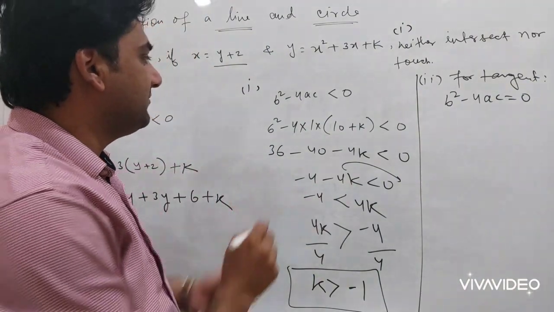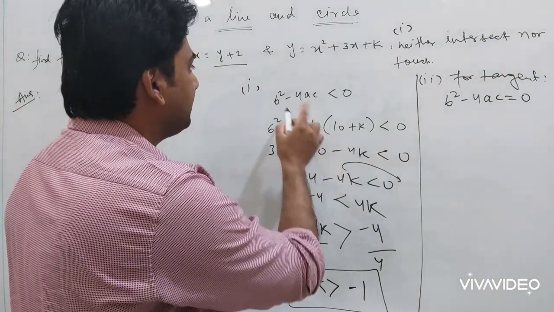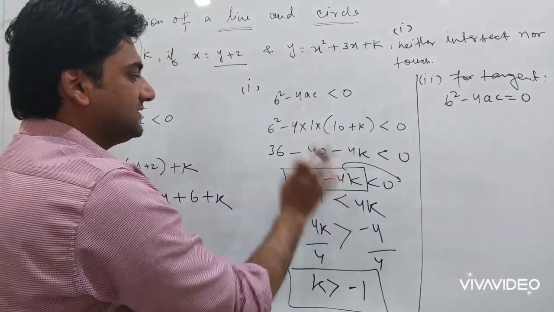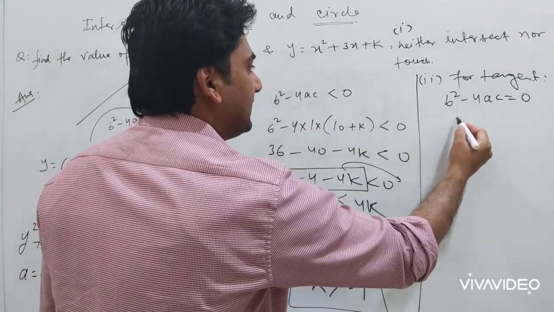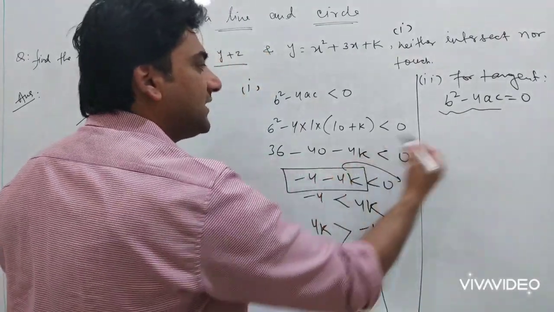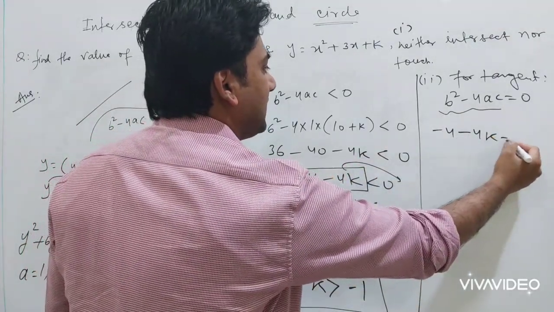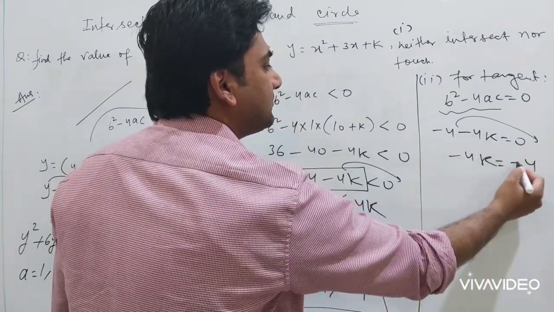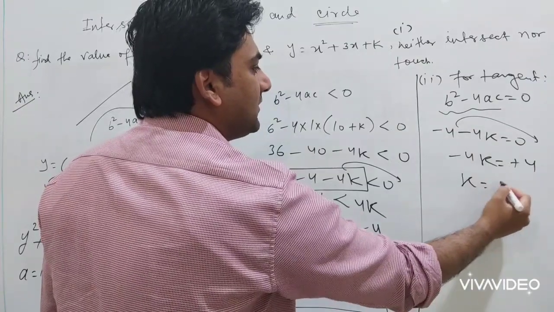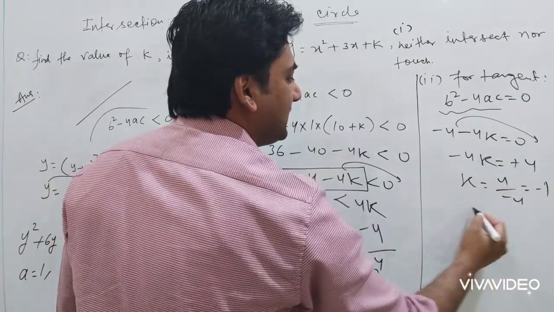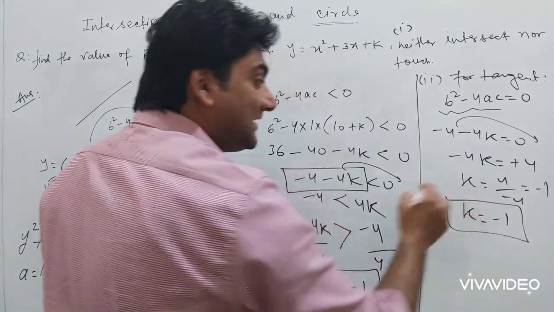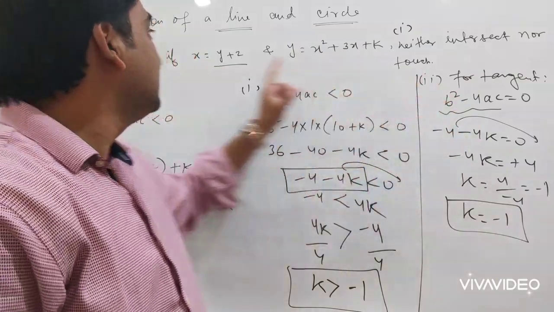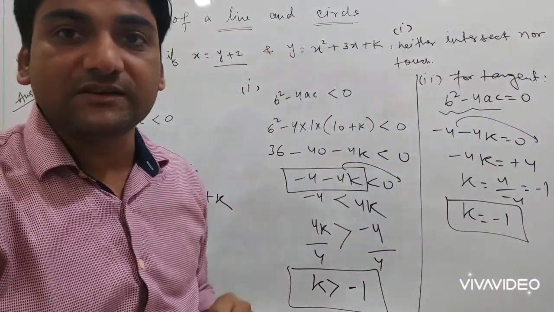So already we found here. This is a calculation of b square minus 4ac. This one. B square minus 4ac we have done. We got this, minus 4 minus 4k. So b square minus 4ac we have already calculated here. Minus 4 minus 4k equal to 0. And take 4k this side. So minus 4k equal to plus 4. And divide by minus 4. So 4 over minus 4, that's minus 1. So k equal to minus 1. When k is exactly equal to minus 1, then this line will be a tangent to this curve.